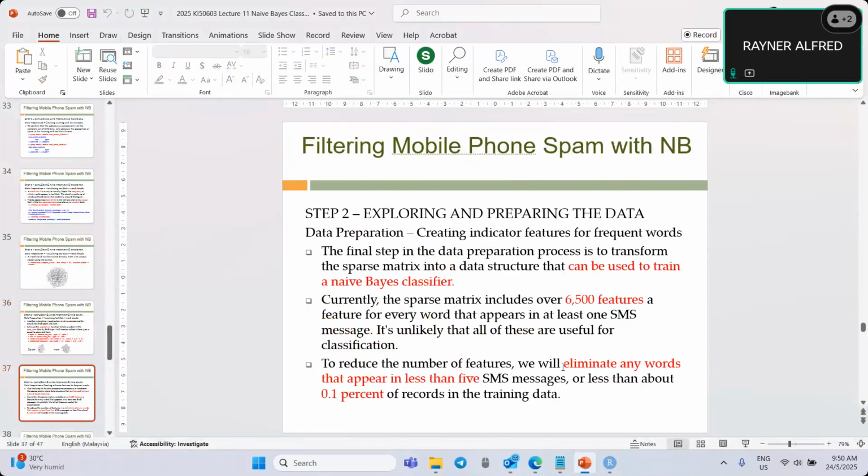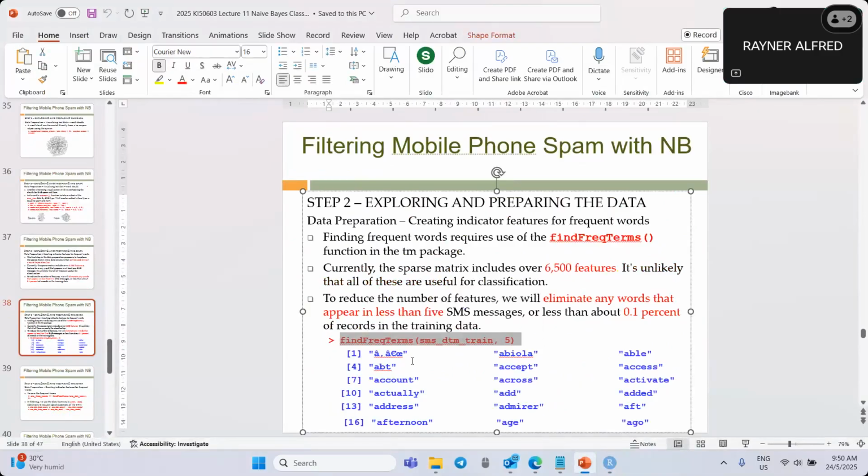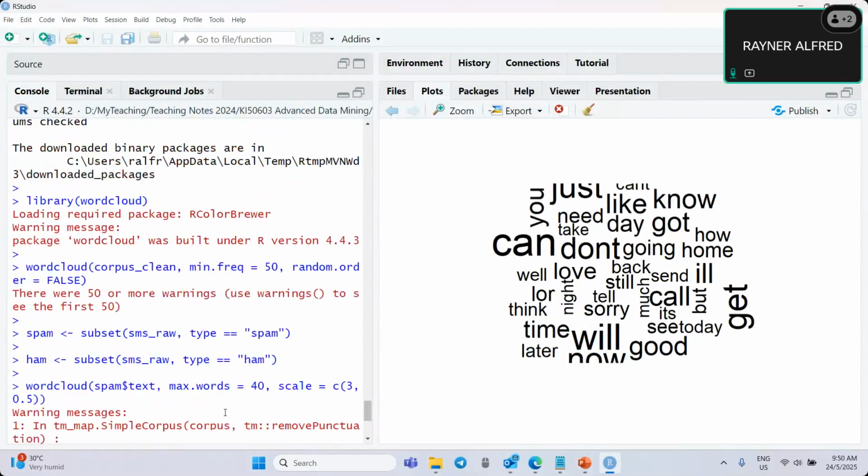Now we can look at how we train the Naive Bayes. Over here, since we have around how many?